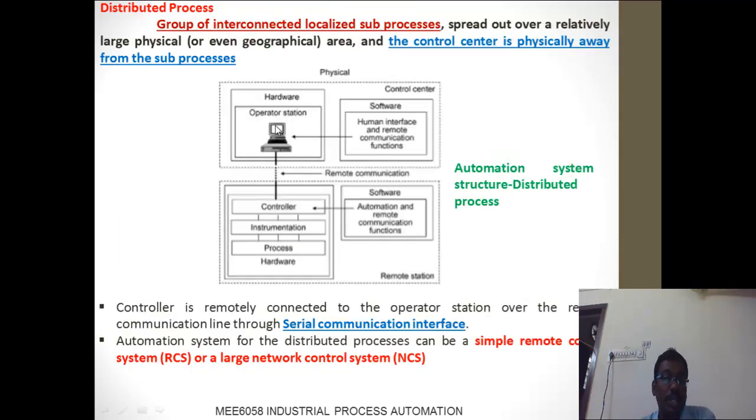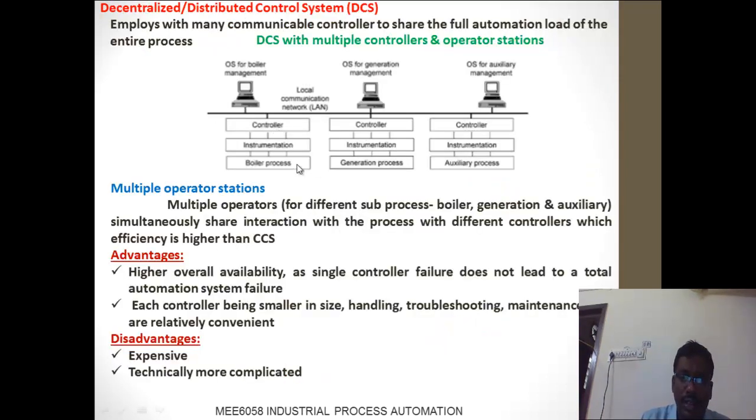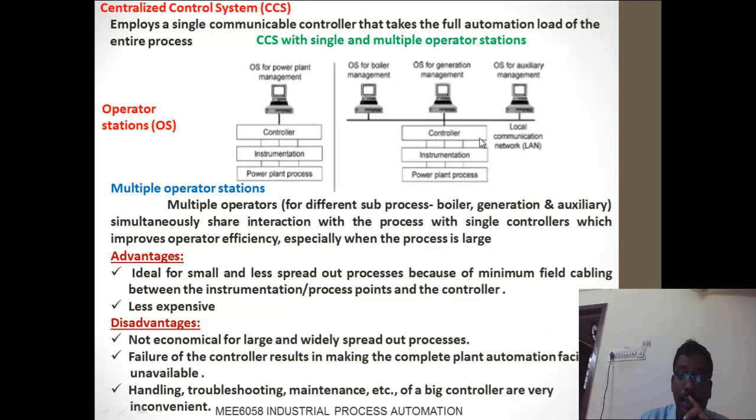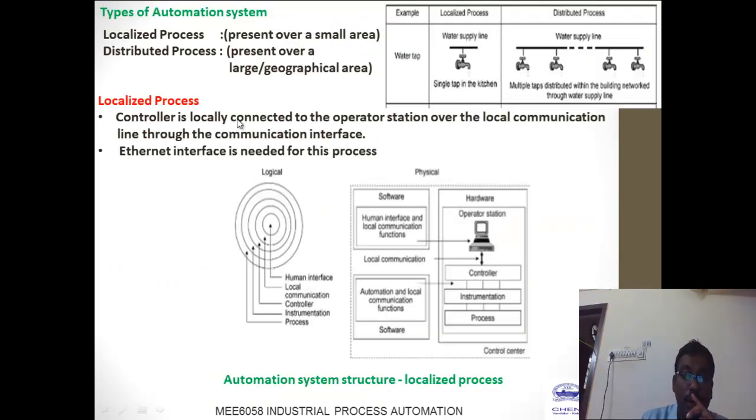Next slide, we are going to the distributed process. As I already said, we have so many sub-processes, that's the localized process. If we connect so many localized sub-processes, that is a global process or distributed process. So these are the localized sub-process 1, sub-process 2, sub-process 3. We have a dedicated controller for each, and each controller is taken care of by the human interface subsystem, that is called the operating system. Several sub-processes are taken care of by the operating systems. That comes under the localized process.